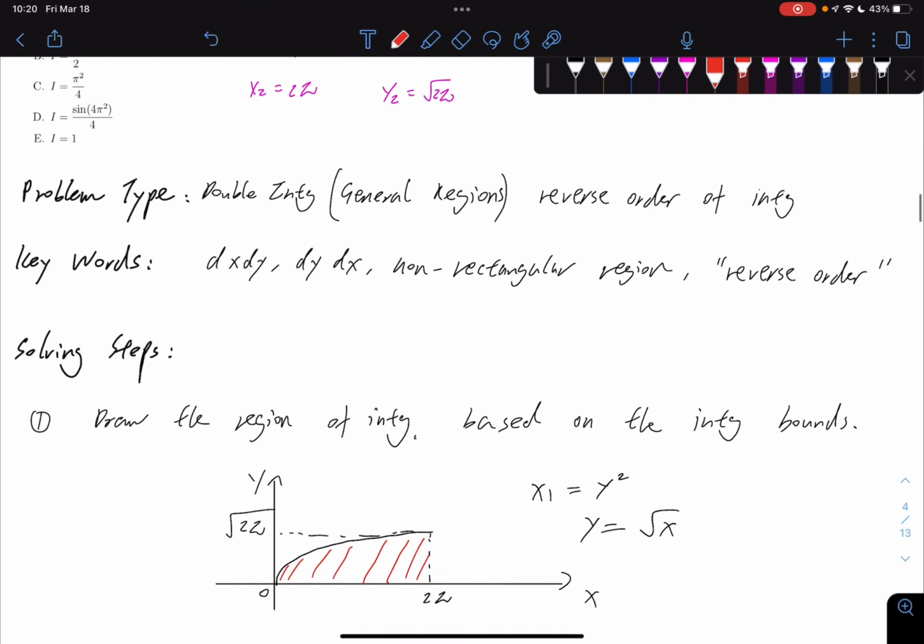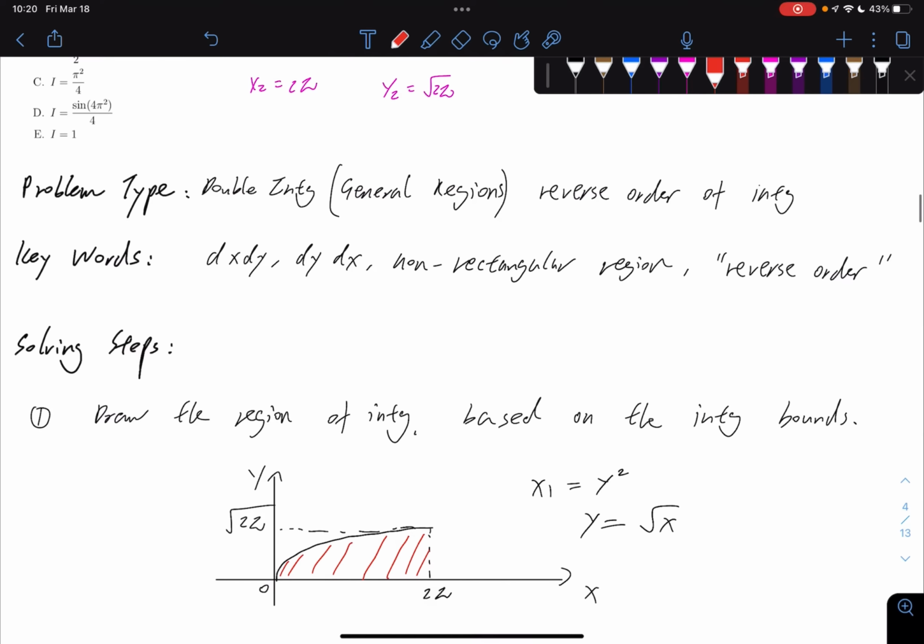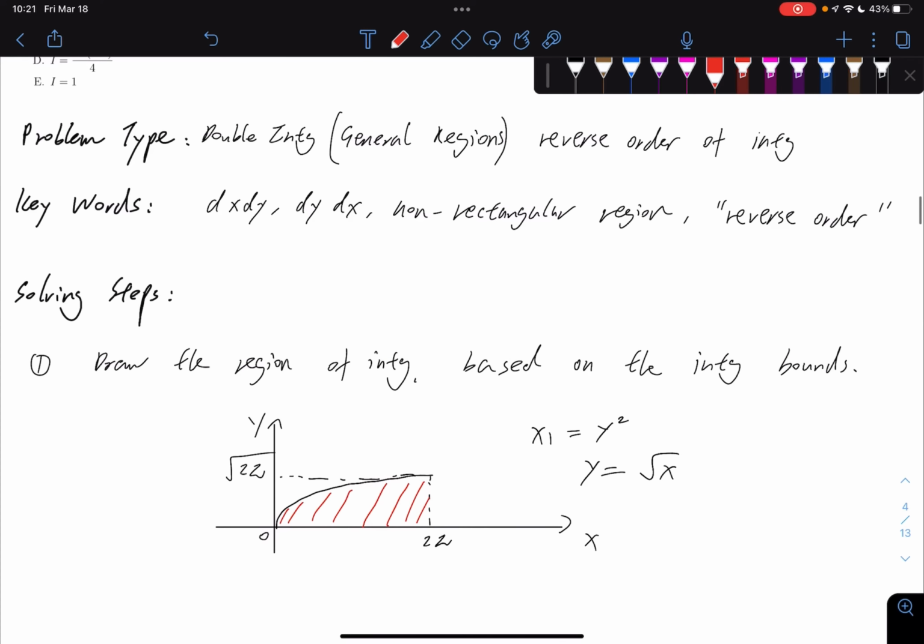Okay. Oh, one more thing. Usually, when the question tells us to reverse the order of integration, the integral is usually impossible to solve analytically if you don't reverse the order of integration. So we must reverse the order of integration to solve the problem. So now we know the region of integration.